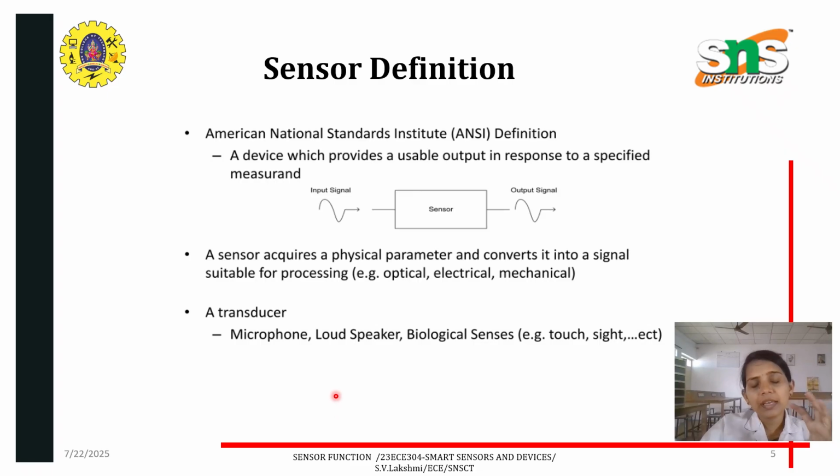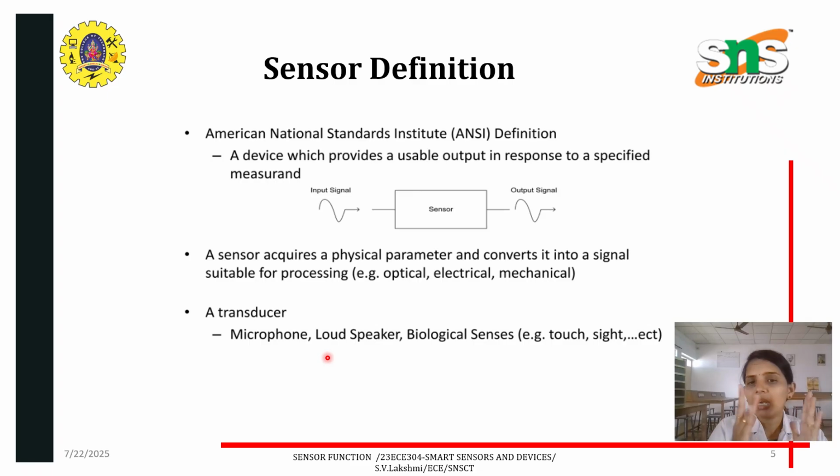So let us discuss the actual definition of sensor as per American National Standards. It is defined as a device which produces a usable output in response to a specified measurement, which is our input signal. And the transducer is another confusion which normally occurs. A transducer usually converts one form of energy into another form of energy. So energy conversion takes place in a transducer, right? The sensors can act as the transducer also.